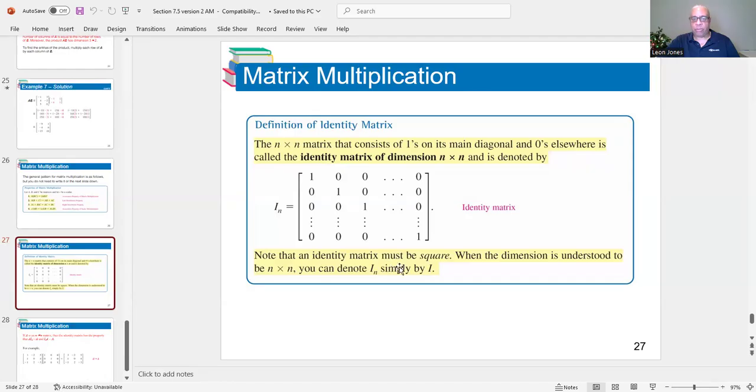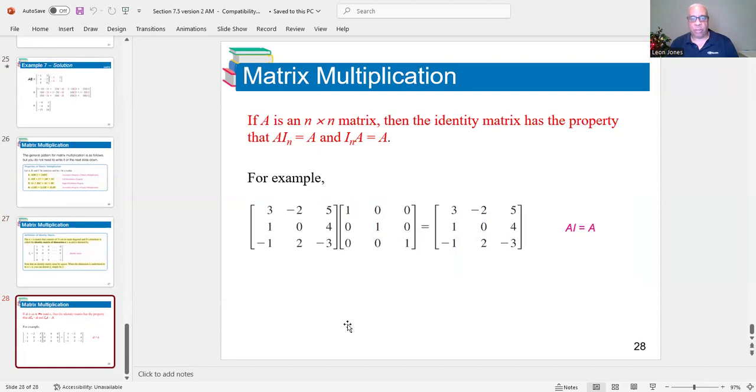Now note that the identity matrix must be square. When the dimension is understood to be n by n, you denote I subscript n simply by I. Finally, if A is an n by n matrix, then the identity matrix has the property A I subscript n equals A, or I subscript n A equals A. If you really want to know what property that is, that's called the commutative property. And here's what everything looks like.